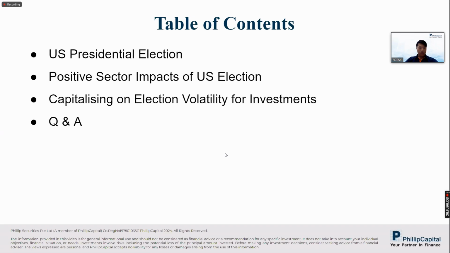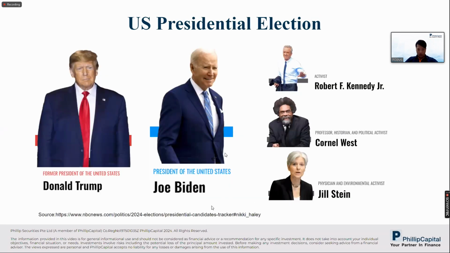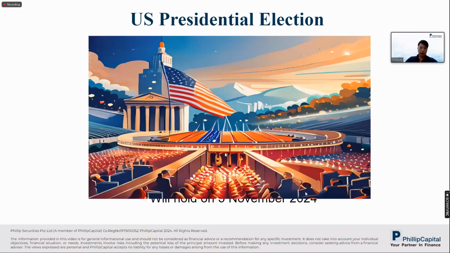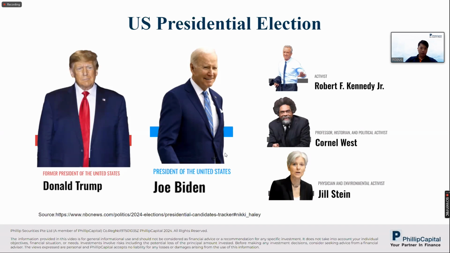For those who don't know, the US presidential election will happen this year. It will occur on the 5th of November, where the US will choose the next president. These are the five main potential candidates that will be running. But as you can see, I will focus on the two gentlemen who have been enlarged: Joe Biden, the current president of the United States, as well as Donald Trump, former president of the United States. So I'll be focusing on these two gentlemen here.